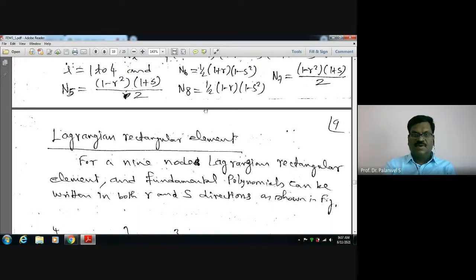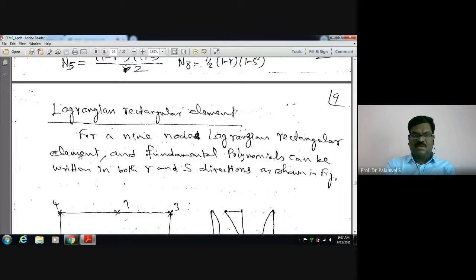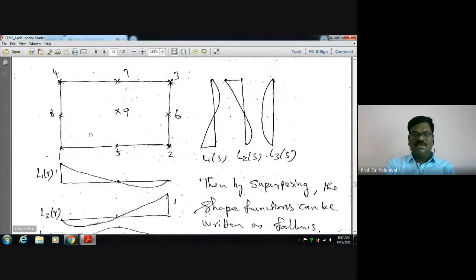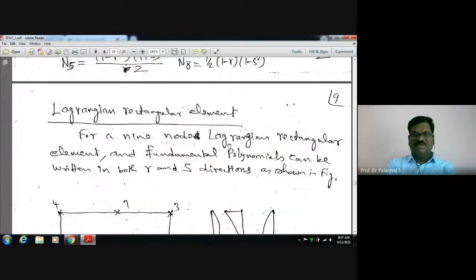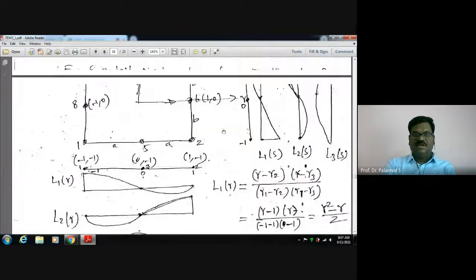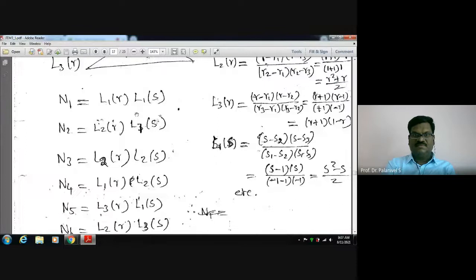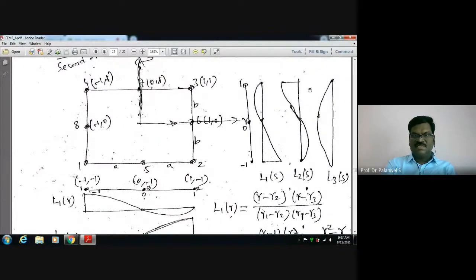That's all. For a 9-noded Lagrangian rectangular element, the fundamental polynomials can be written in both the R and S direction as shown. That's what is shown in the figure. Its variation can be shown. The same figure, the same thing only. I have drawn the same figure, the only exception is that here we have a node at the center. That's all.